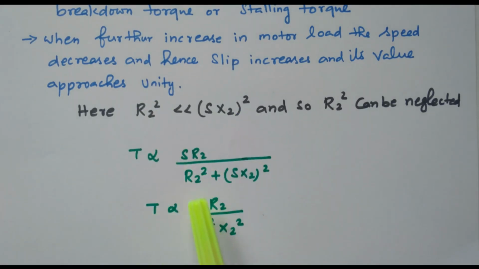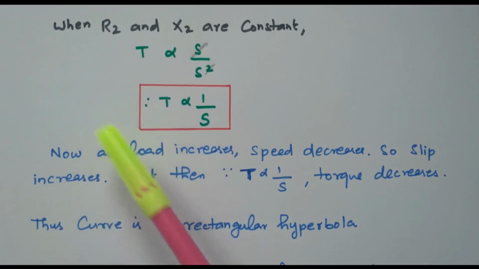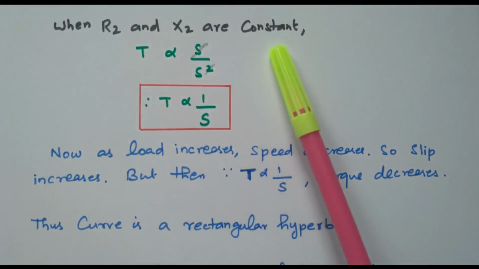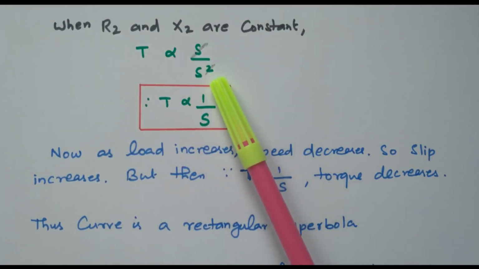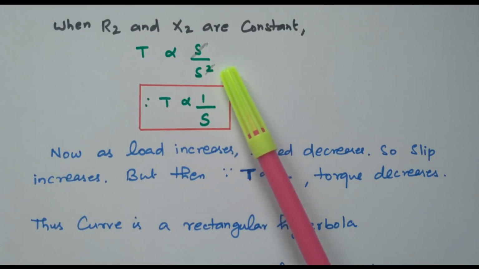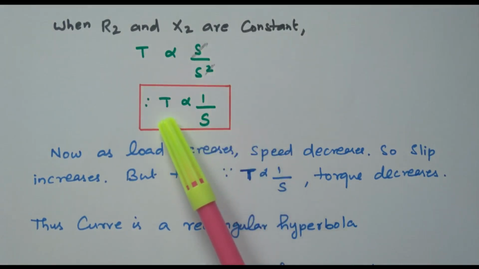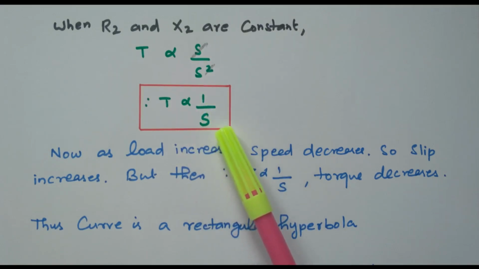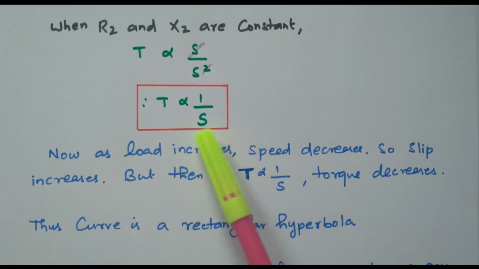This is the normal torque equation, S R2 divided by R2 square plus S X2 the whole square. In this we are neglecting R2 square. So, what will happen? S R2 divided by S square into X2 square. Now, we will go for further simplification. If you take R2 and X2 as constant, we only have S divided by S square, so one S gets cancelled. So, what we got? T is directly proportional to 1 by S. That is why the torque and slip are inversely proportional.